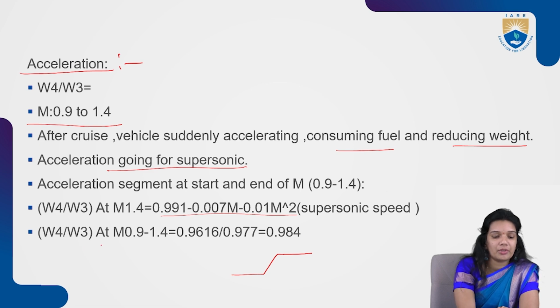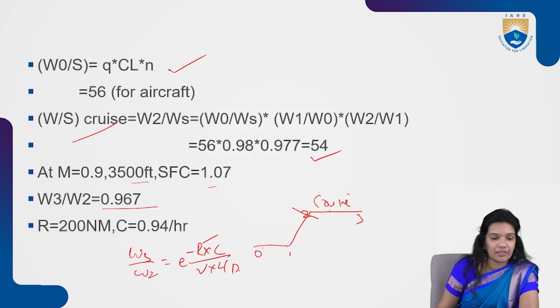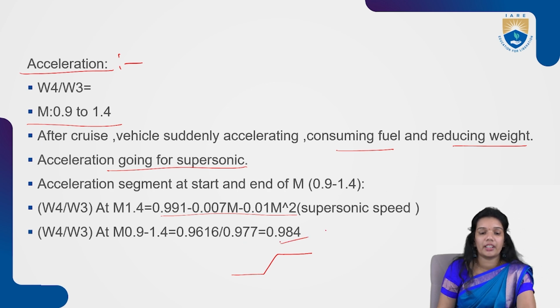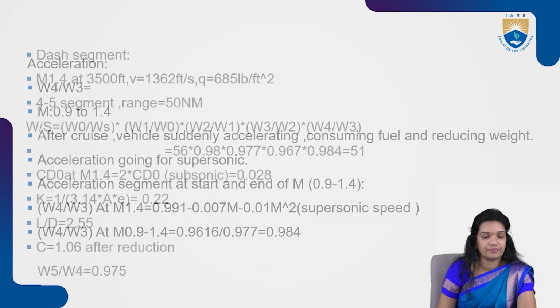And then W4 by W3 at 0.9 to 1.4 is nothing but this particular value. From here what you attain by the previous segment fraction, which is 0.977, okay, you get that. And from there we go and calculate this. This is what we are going to get. It is 0.984. Okay, so that is going to be the acceleration.